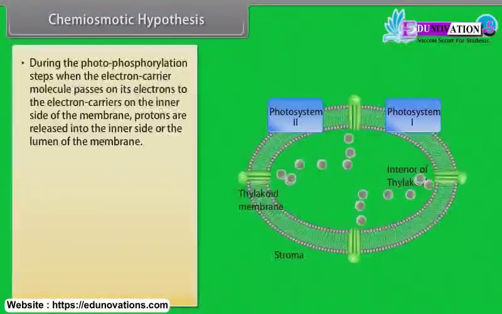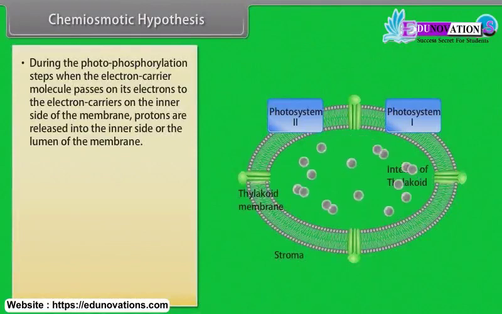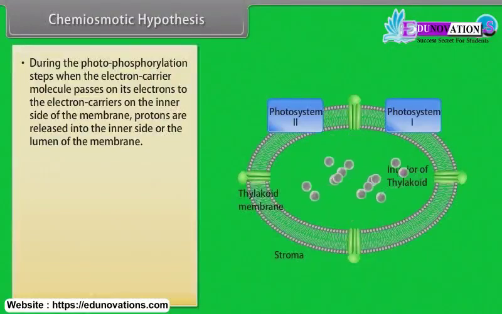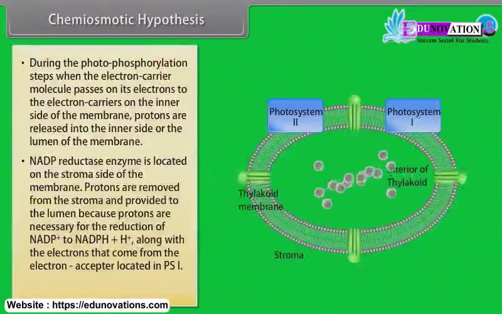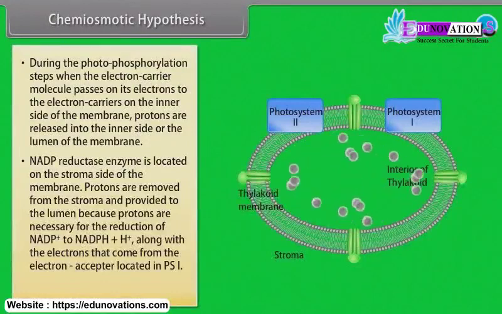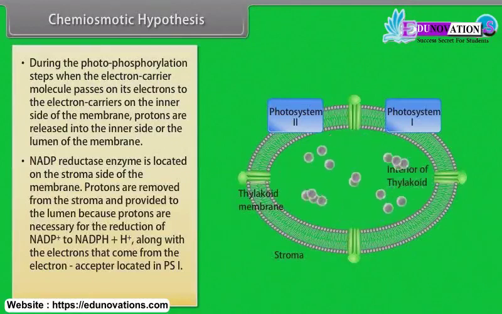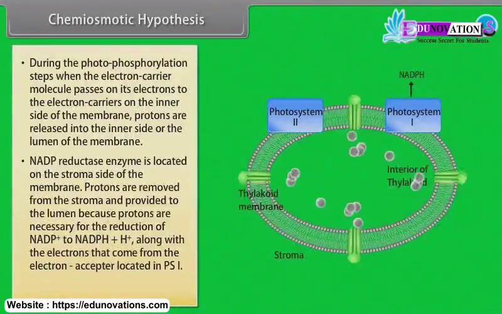During the photophosphorylation steps, when the electron carrier molecule passes on its electrons to the electron carriers on the inner side of the membrane, protons are released into the inner side or the lumen of the membrane. NADP reductase enzyme is located on the stroma side of the membrane. Protons are removed from the stroma and provided to the lumen because protons are necessary for the reduction of NADP+ to NADPH plus H+, along with the electrons that come from the electron acceptor located in PS1.